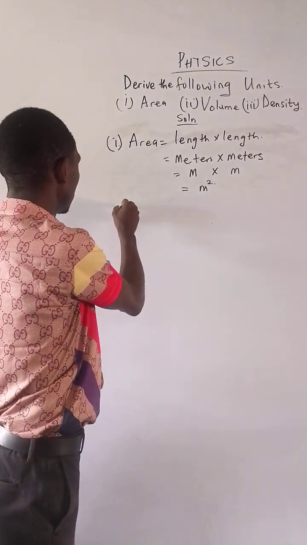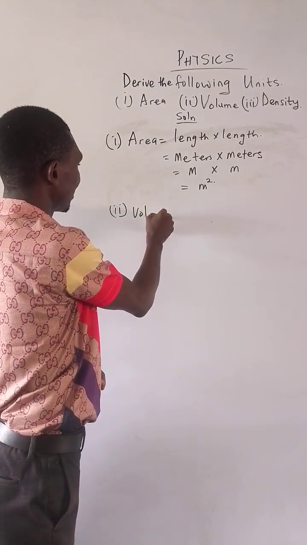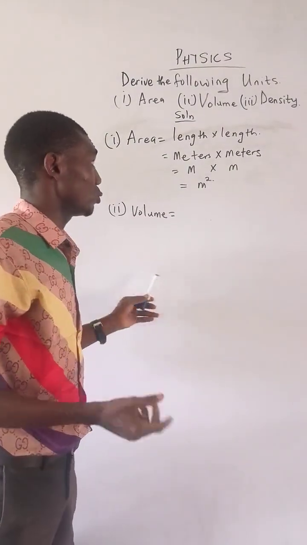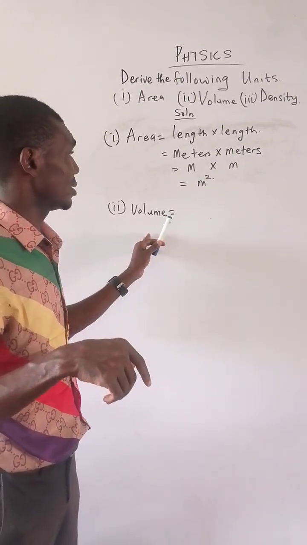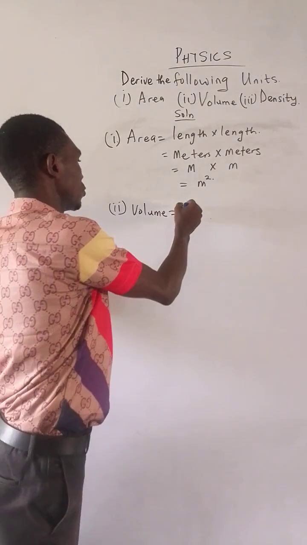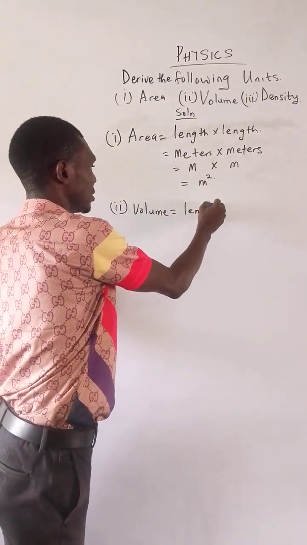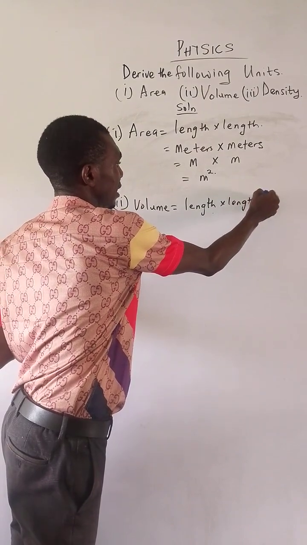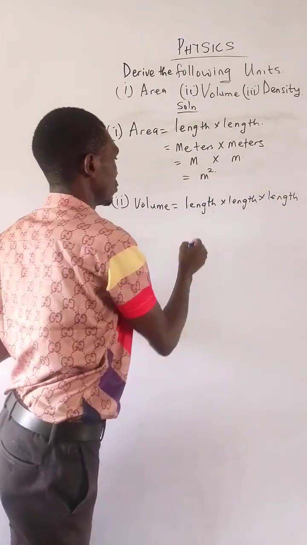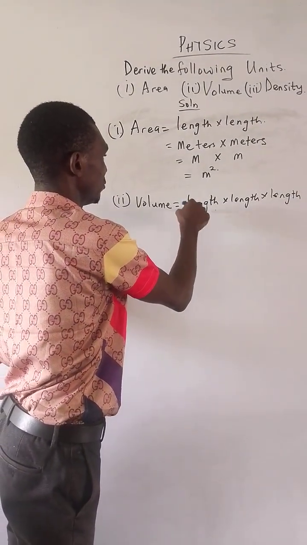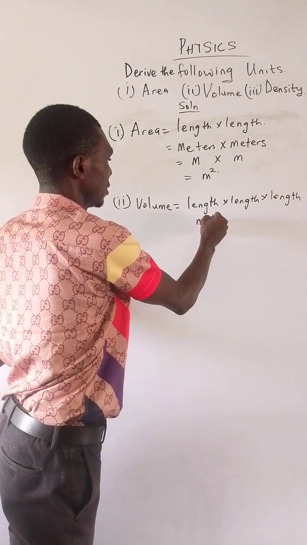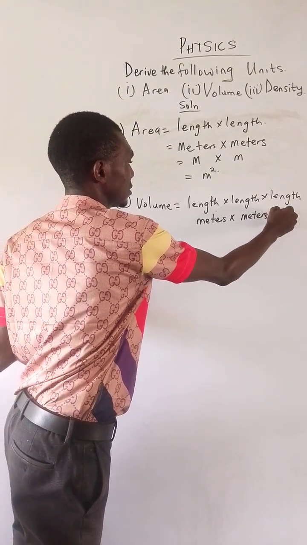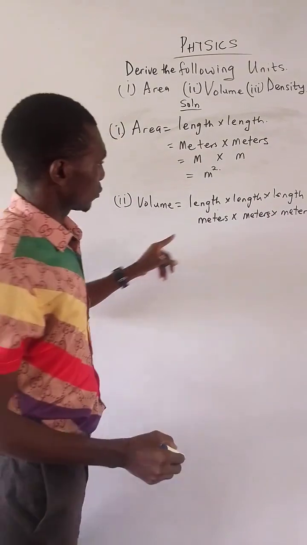Then we have the second one, which is volume. Volume is another derived quantity. So we have to derive the units from this derived quantity. And when we are deriving the units, we must make reference to the fundamental units that are related to this. So we know that volume from our mathematical formulas is given by length times length times length. So which is meters as a unit. Meters, this is meters, and this is meters. So the units of all these quantities are meters.